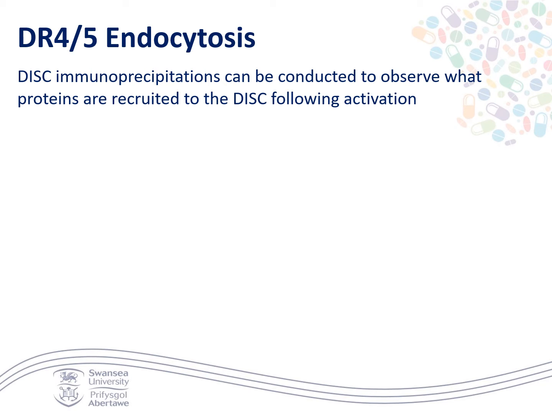So how can we then look at what is recruited to the death-inducing signaling complex in experimental conditions? We can utilize a really cool way of doing this known as death-inducing signaling complex, or DISC, immunoprecipitation, where we utilize an antibody to pull out proteins of interest to then examine by techniques such as Western blots, which you will all be familiar with. And we can do this to try and work out which proteins are recruited to the death-inducing signaling complex following activation by ligands such as TRAIL.